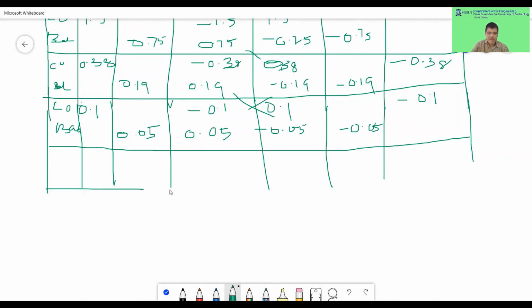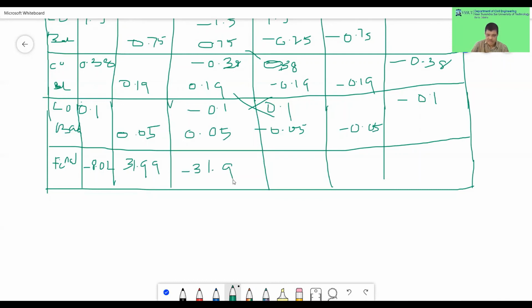Now find the final moments. To find them, just go on adding the values. Now it will come here minus 8.02, and 31.99 here. It will come minus 31.99 here, 31.99 here, and minus 31.99 here. That will come here 8.02.